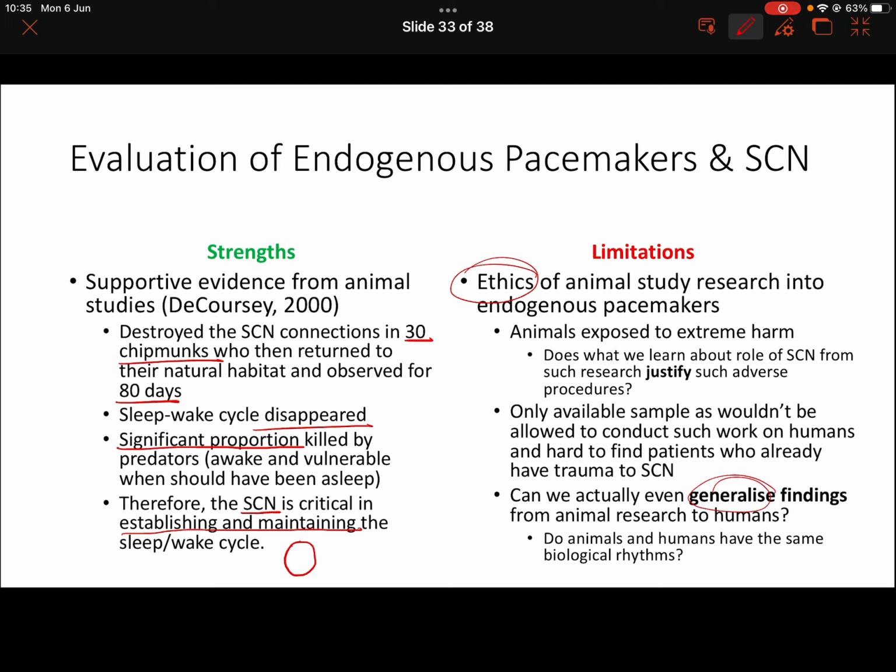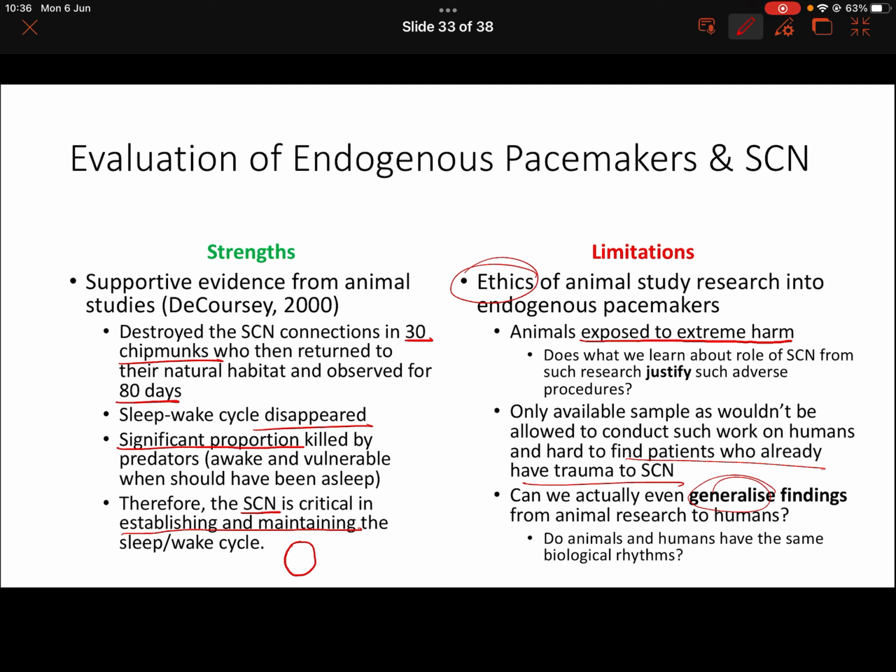Some might argue that research into the SCN by causing damage and potentially making chipmunks vulnerable is justified. Yes, they were exposed to extreme harm, but they have provided us with really important findings about the importance of the SCN. Now, it wouldn't be possible for us to intentionally damage the SCN with human patients, and it's incredibly hard to find people that have already suffered trauma specifically to the SCN. So we need animal studies to provide these sorts of insights.